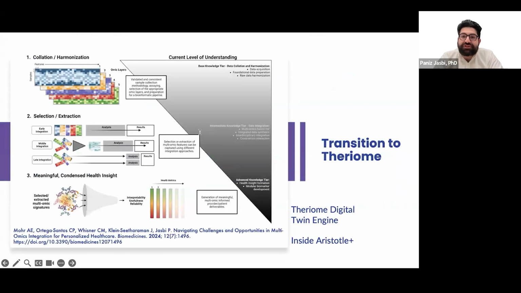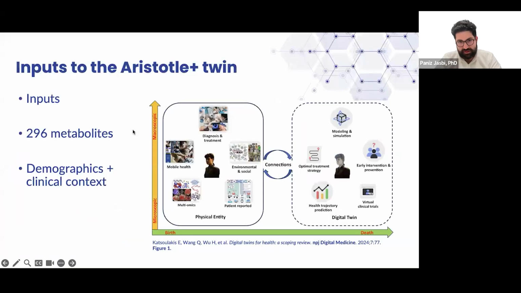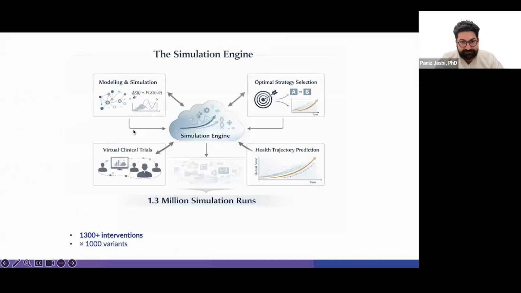At Theriome, we operationalize digital twinning as a decision support engine inside the Aristotle Plus test. The goal is simple: move from complex biology to a clear, testable protocol more reliably than intuition alone. With the Aristotle Plus, we start by building a patient-specific baseline from two categories of information. First is the metabolite data, the 296 metabolites measured in our panel. Second is the structured context, self-reported demographics, and relevant clinical information. Together, these inputs define the starting state for the patient's digital twin.